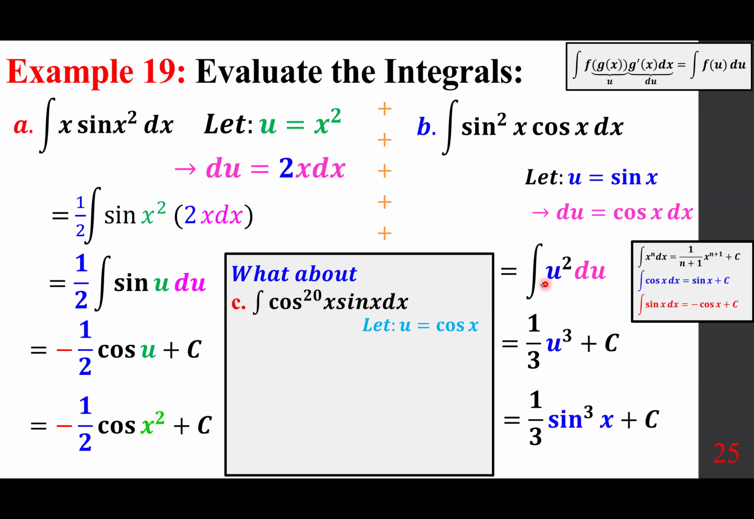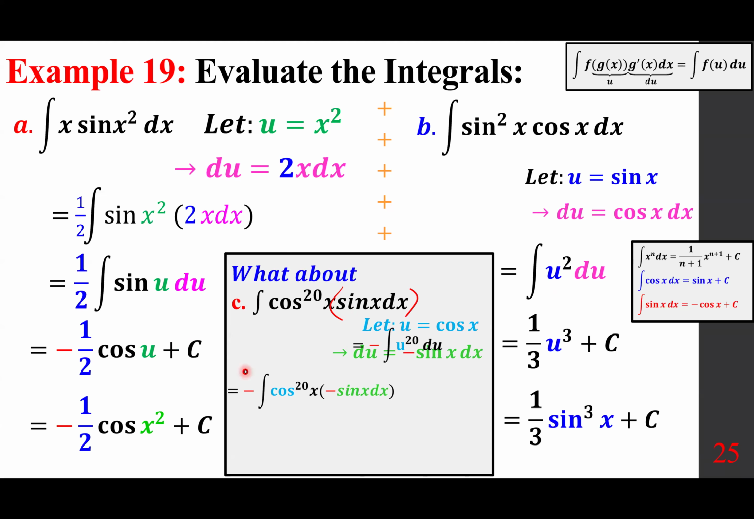Its derivative is negative sine x, therefore du is negative sine x dx. So over here, we basically have a negative sign missing. So we can put a negative in, negative out, because -1 times -1 is +1.